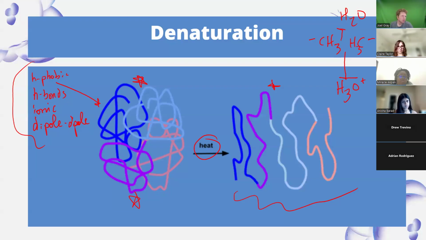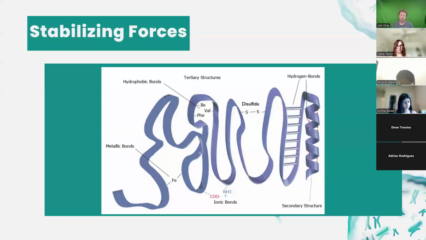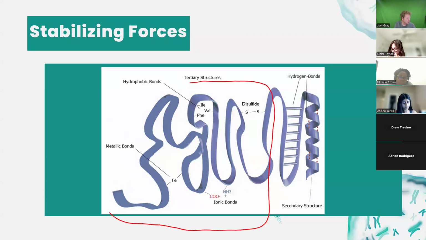Okay, now, what are the stabilizing forces? And I kind of alluded to this a little bit ago, but what are the stabilizing forces in the tertiary structure of a protein? R group interactions. Tertiary structures, right here. Hydrophobic interactions, where we've got amino acids like phenylalanine, isoleucine, and valine, all your non-polar residues. We've got ionic interactions between amino acids like lysine and aspartic acid. So K and D.